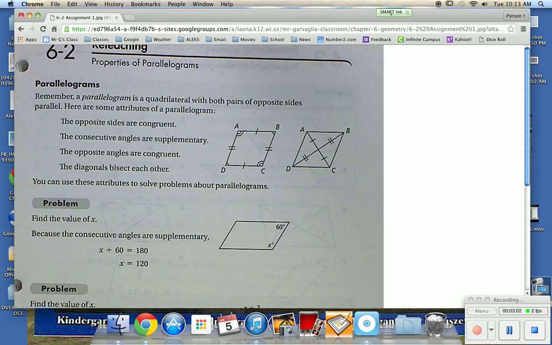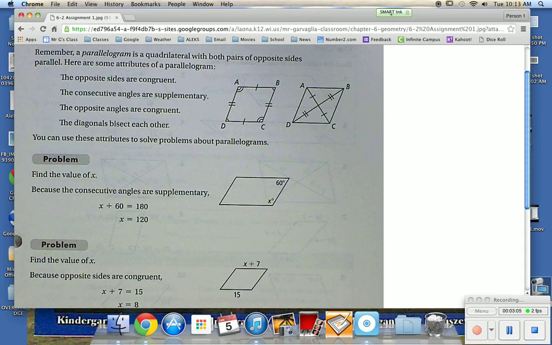So if that's the case, knowing these four properties of a parallelogram, we can do some different things with it. If we look at this parallelogram, and we know that this angle up here is 60, what's this angle going to be? 120. x plus 60 equals 180. Or take 180, subtract 60 from it, and you're going to get your consecutive angle. What is this angle over here going to be? 60. 120.